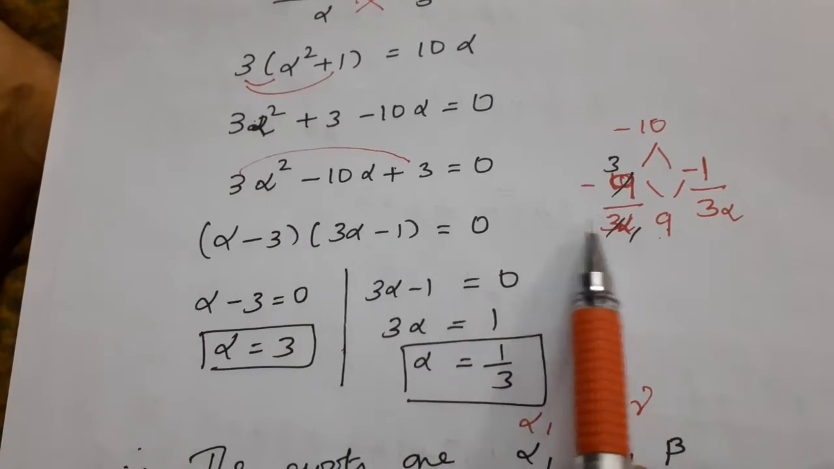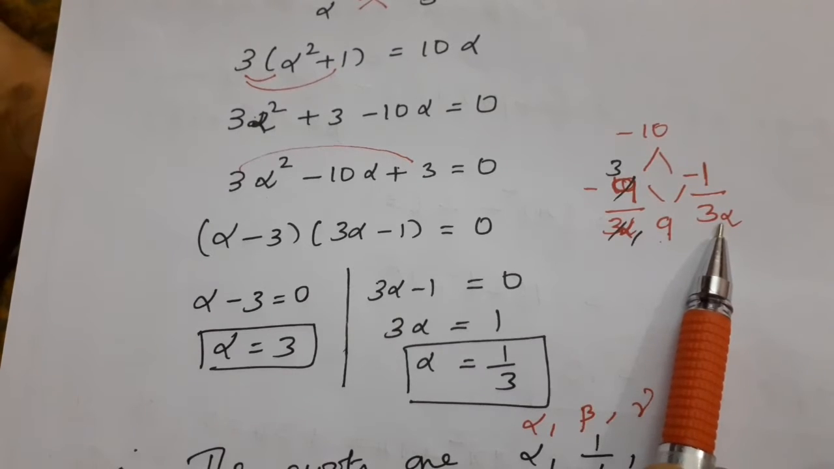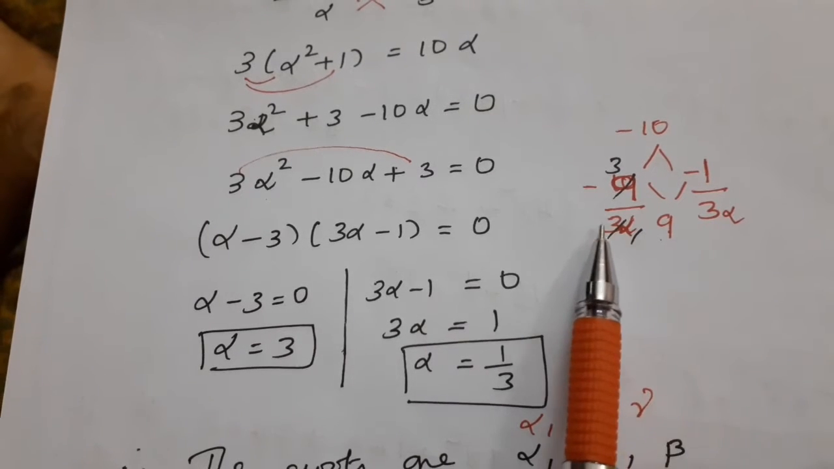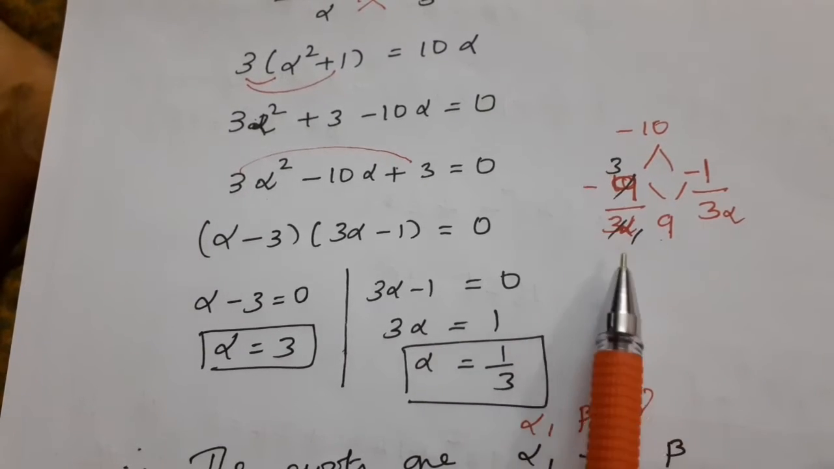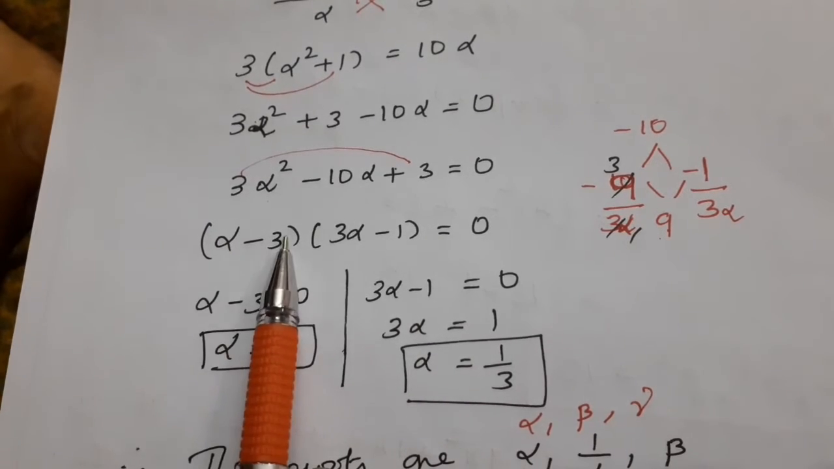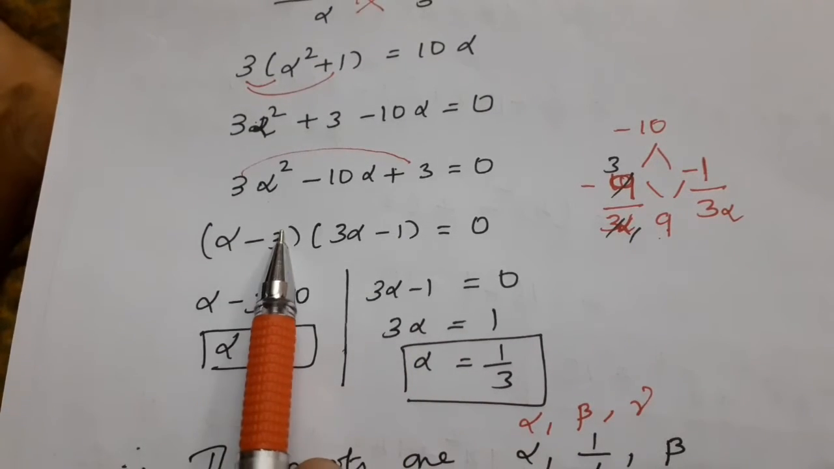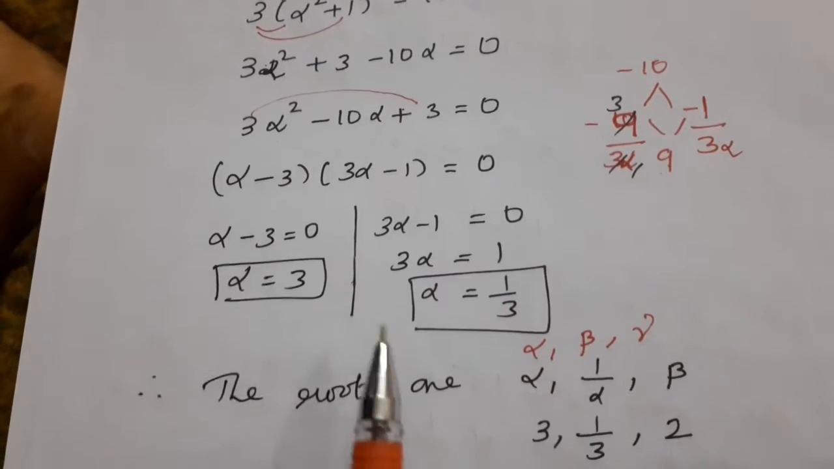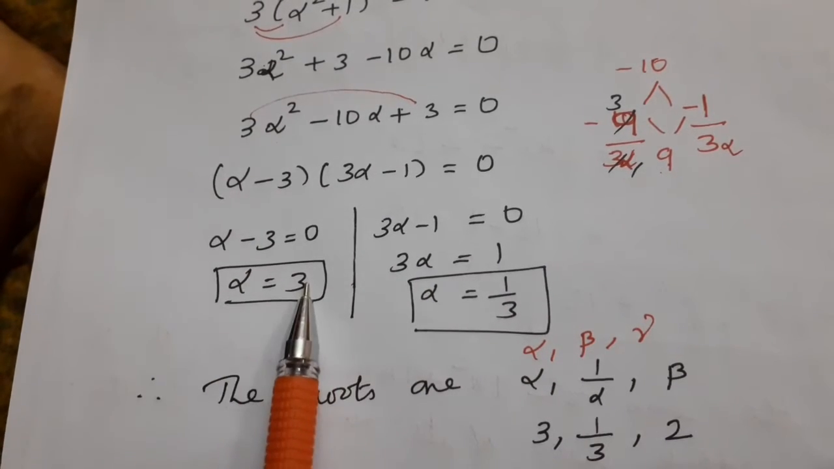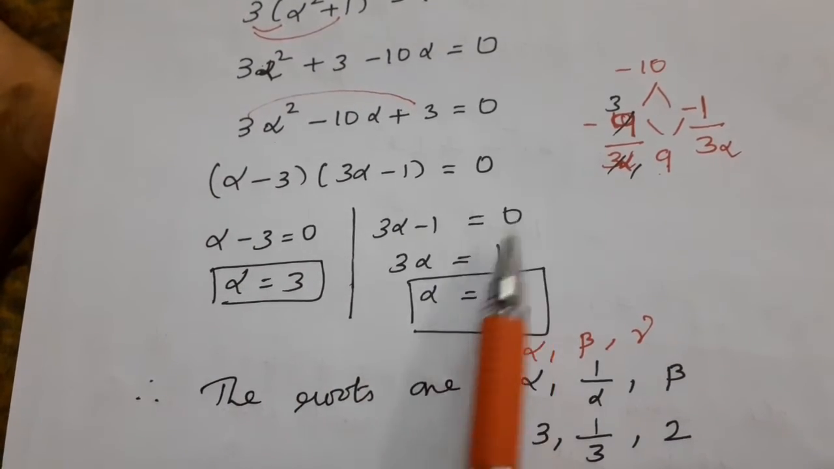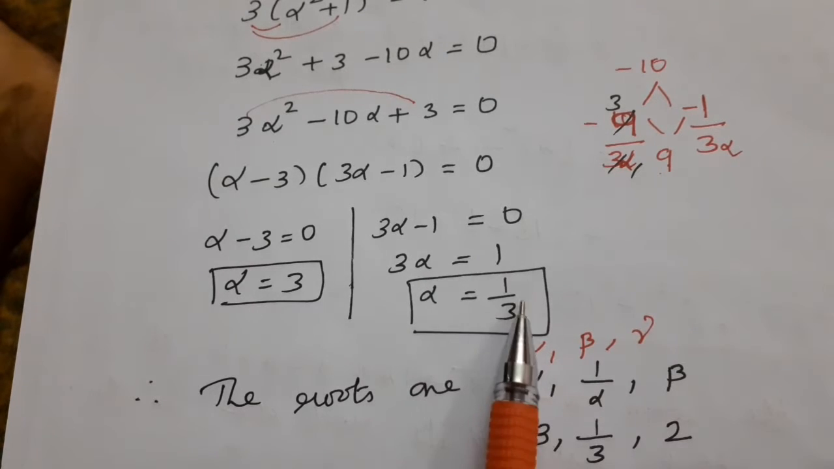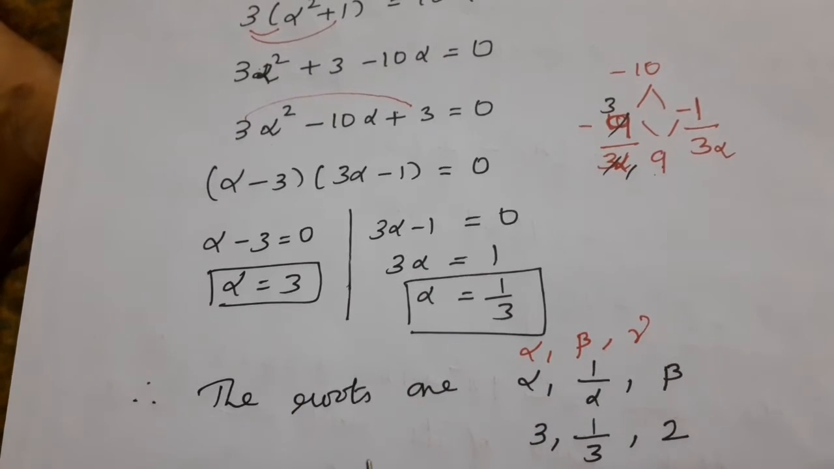What is the coefficient of alpha square? 3. So divide by 3 alpha here, and here also divide by 3 alpha. So cancel, we get 1 3 is 3, 3 3 are 9. So alpha minus 3, 3 alpha minus 1 equal to 0. Alpha minus 3 equal to 0 means alpha equal to 3. 3 alpha minus 1 equal to 0 means 3 alpha equal to 1, that is alpha equal to 1 by 3. Therefore, the roots are what?